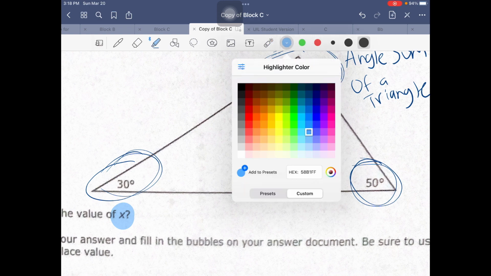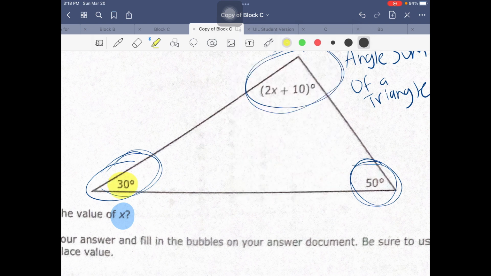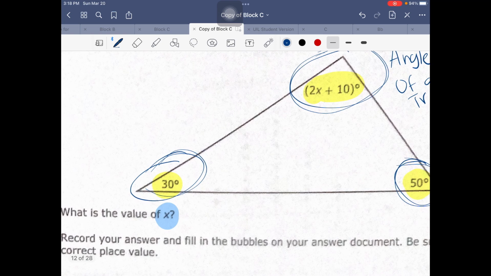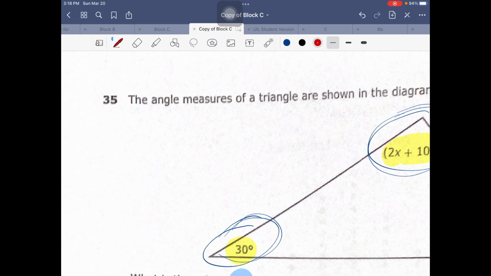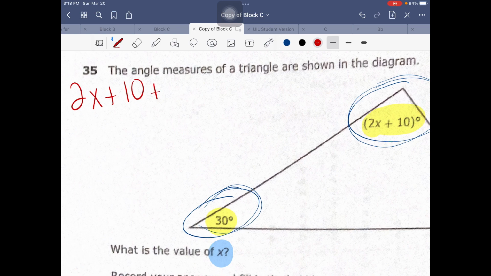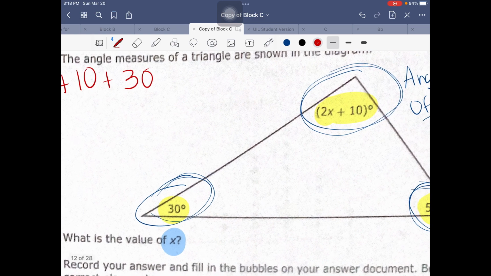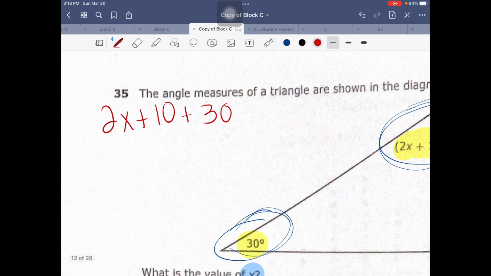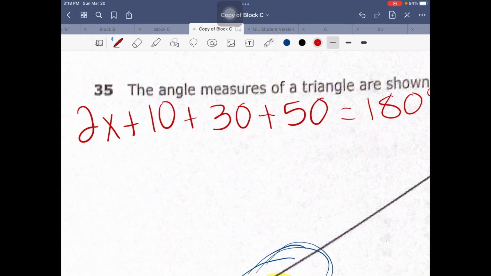Ahora, we're going to add that up, and then we're going to use the 180 to be able to find what x is. Let's go ahead and write everything. 2x plus 10 plus 30 plus 50. If we add everything together, it should give us 180 degrees. It will give you that.